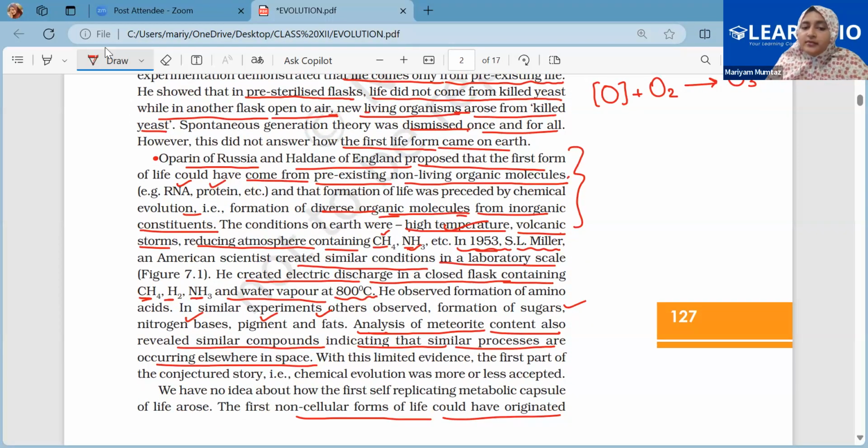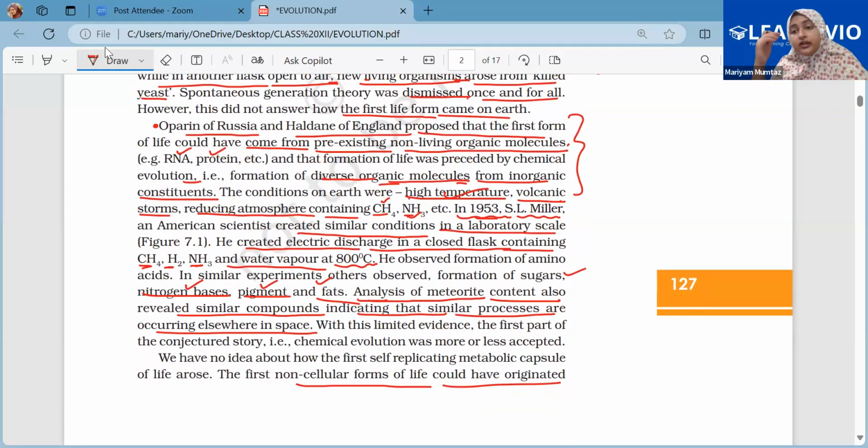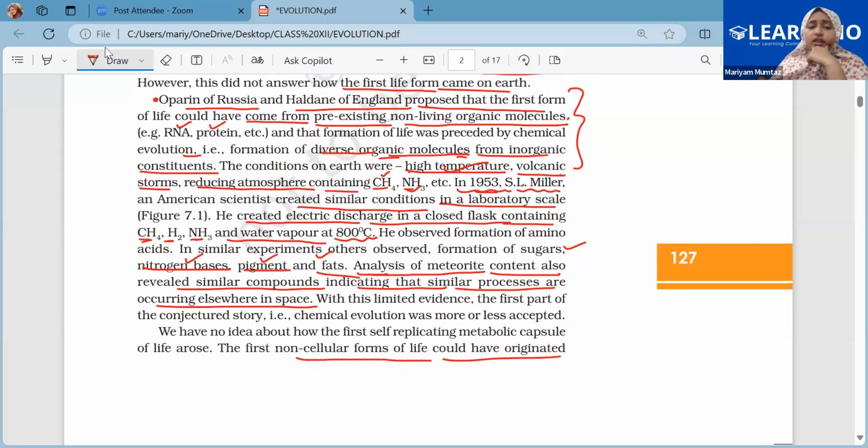In similar experiments, others observed the formation of sugars, nitrogen bases, pigments, and fats. Analysis of meteorite content also revealed similar compounds, indicating that similar processes are occurring elsewhere in space, meaning on different planets as well. So with this limited evidence, the first part of the conjectured story, that is chemical evolution, was more or less accepted.